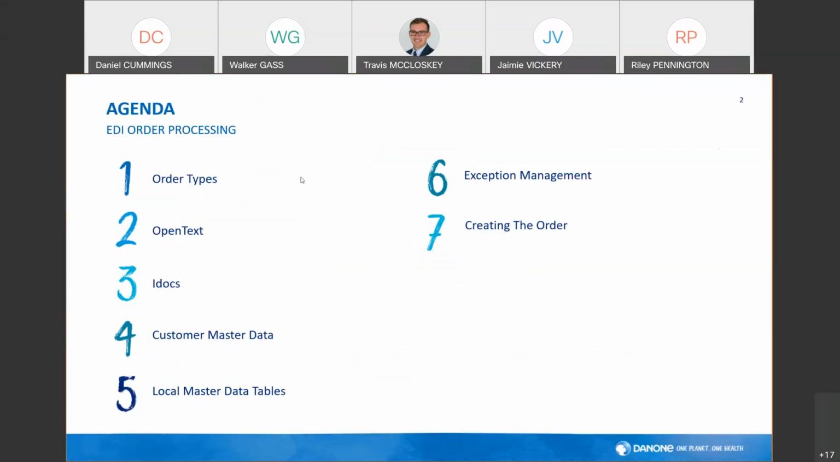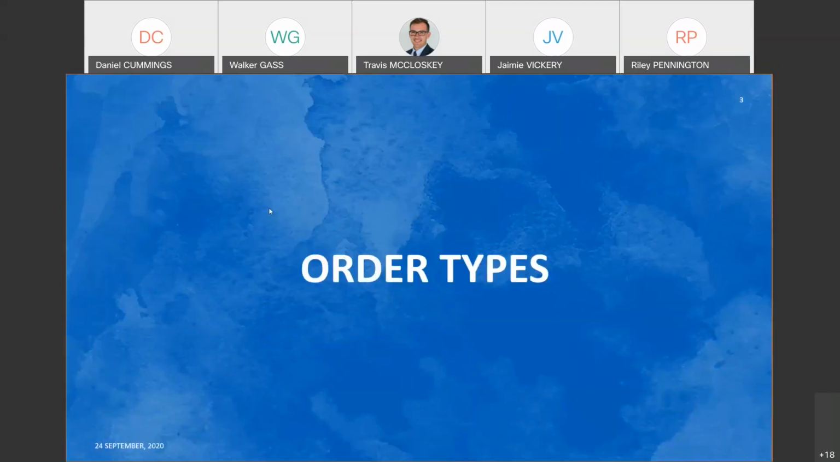The first things we're going to do, just to highlight our agenda, is to go through the different order types again. We'll dive into what OpenText is, what IDOCs are, some of the tables and pieces of information that need to be pulled together for everything to be successful, and then Amy and I's role in everything that we do with exception management, and then what that all translates to that you see at the end of the process. So go ahead and kick this off.